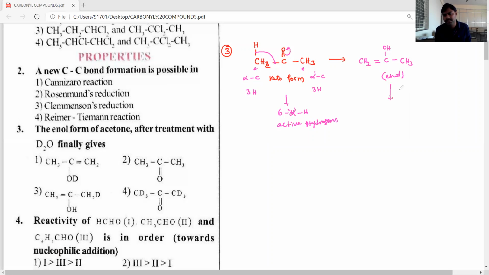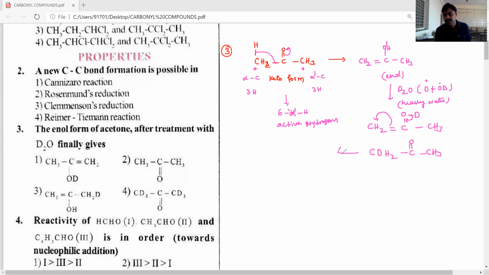This enol form is treated with heavy water, D2O. D2O means D+ and OD-. This is also known as heavy water, where D means deuterium, the isotope of hydrogen. Now this will cleave to produce CH2=C(OD)CH3. Again this enol is unstable, and is converted again into CH2D-C(=O)-CH3.